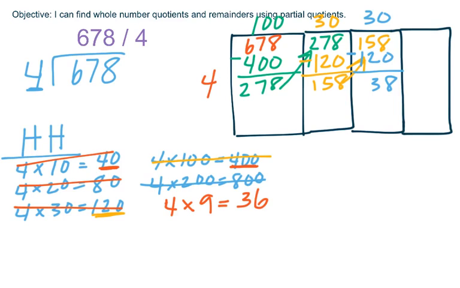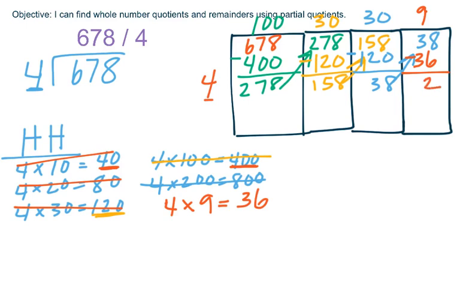So let's do this. I'm going to bring my 38 up, because that's what's left over, and that's what I'm trying to chunk away from again. And I'm going to subtract 36. Now what I don't want to forget is, how did I get that 36? Well, I said 4 times 9 gave me that 36. I want to keep track of that. And when I subtract, I have a remainder of 2.